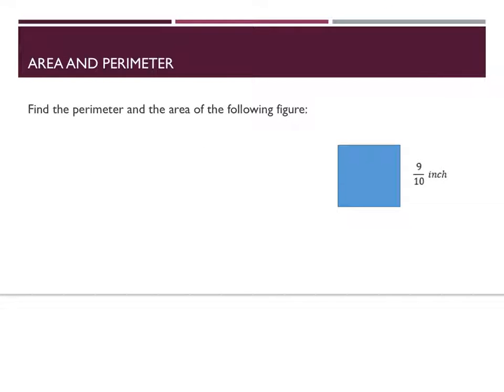Alright, here we have a square. We want to find the perimeter of the square. The formula is just 4 times whatever the side measures. In this case, 4 times 9/10. Remember to put your parentheses around the fraction. And if you start with a fraction, you give a fractional answer. So this becomes 18/5. Our unit is inches.